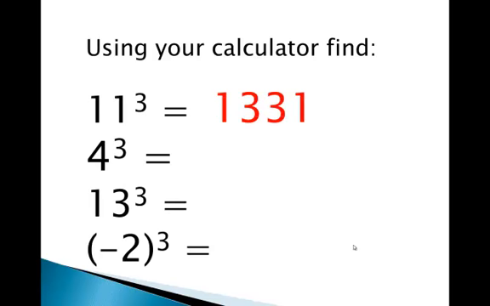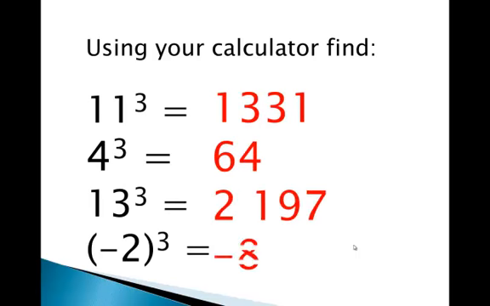So the answers to these questions are 1331, 64, 2197, and minus 8. Minus 2 times minus 2 becomes plus 2, and then plus 2 times minus 2 equals minus 8.